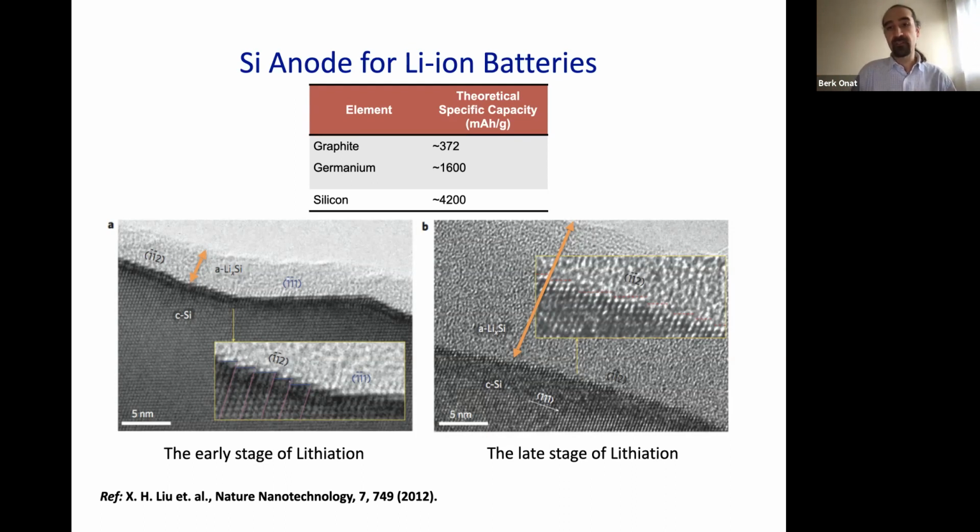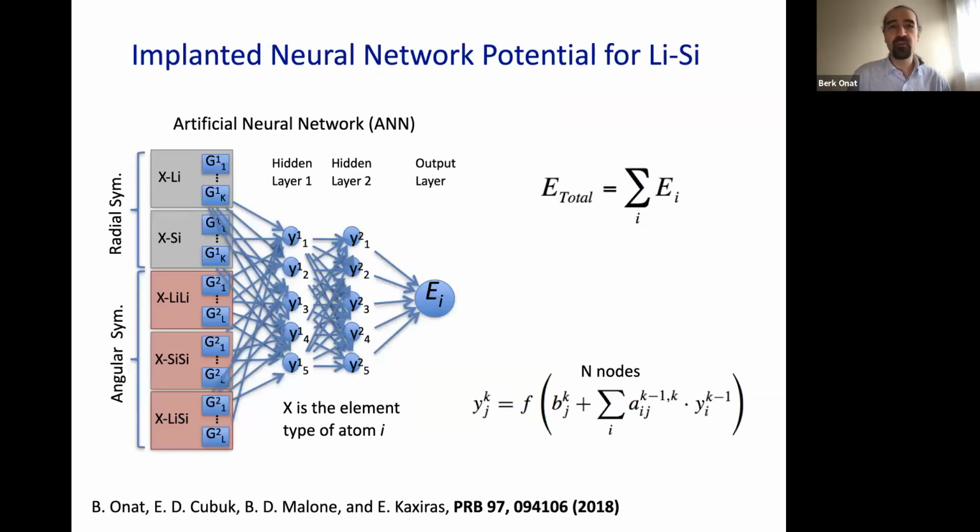And you would like to understand the diffusion coefficients. So we need a potential, and there wasn't any at that moment. And we would like to develop it. So we use machine learning interatomic potentials, neural networks. So this title says implanted neural network, but this picture doesn't show the implanted part. I will come to that in a minute.